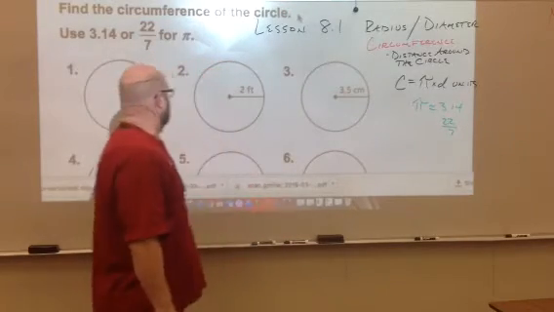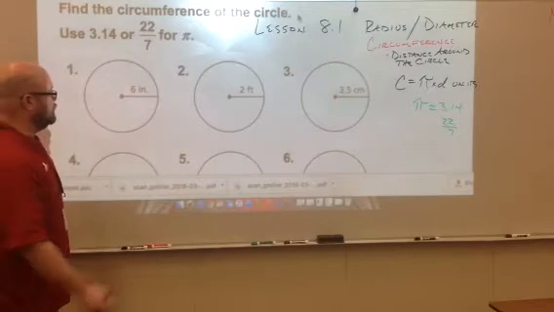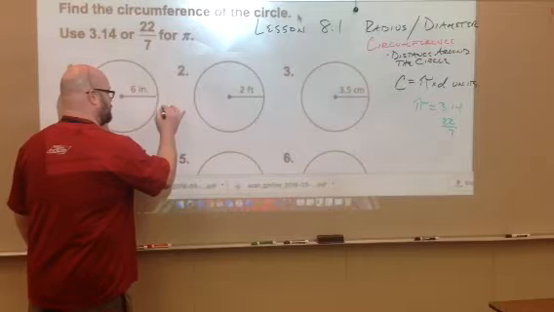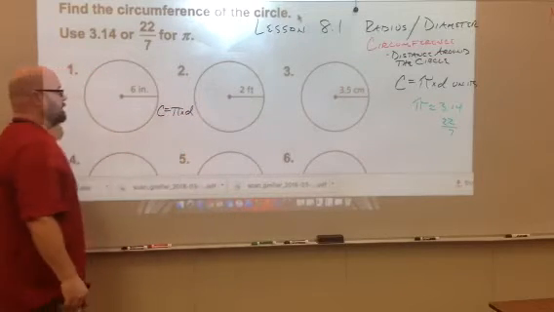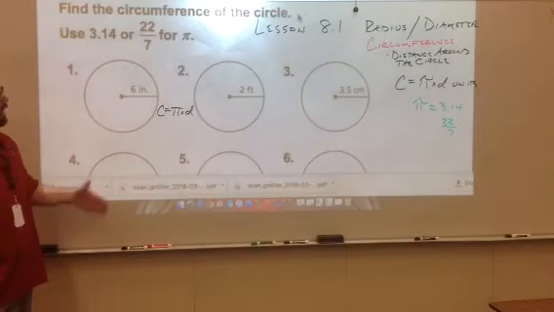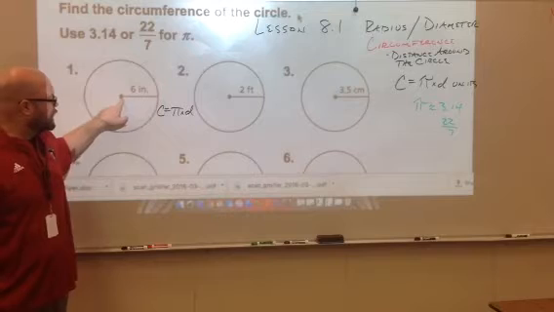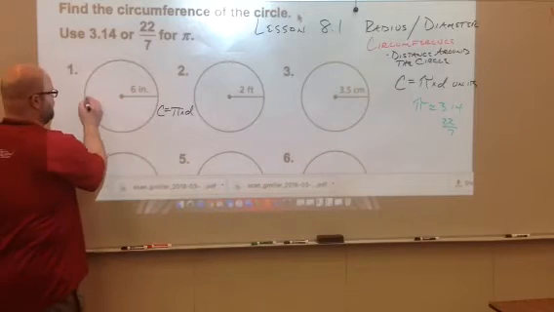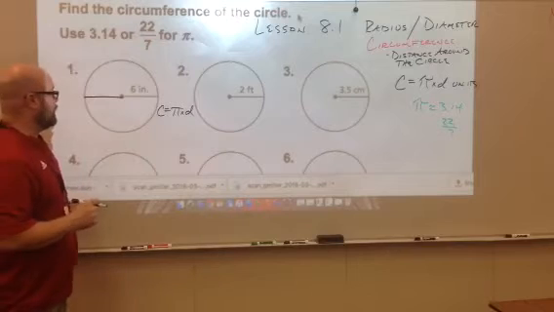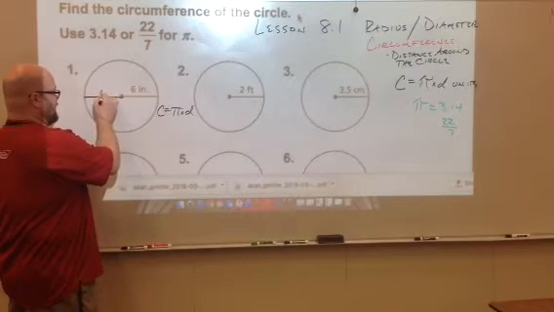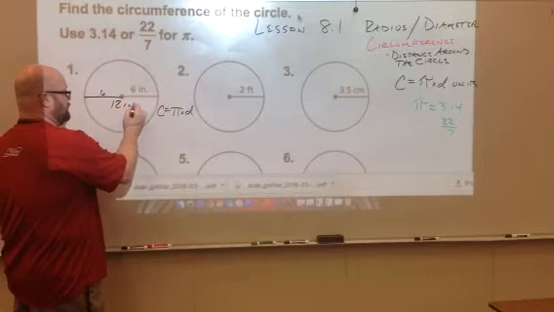Here we go. Number 1. First thing we're going to do, we're going to write down our formula. C equals pi times diameter. We've noticed on number 1 that they give me my radius. So I need to figure out my diameter, which is just what we got done talking about. If that's 6, the other half is 6. So my diameter is 12 inches.